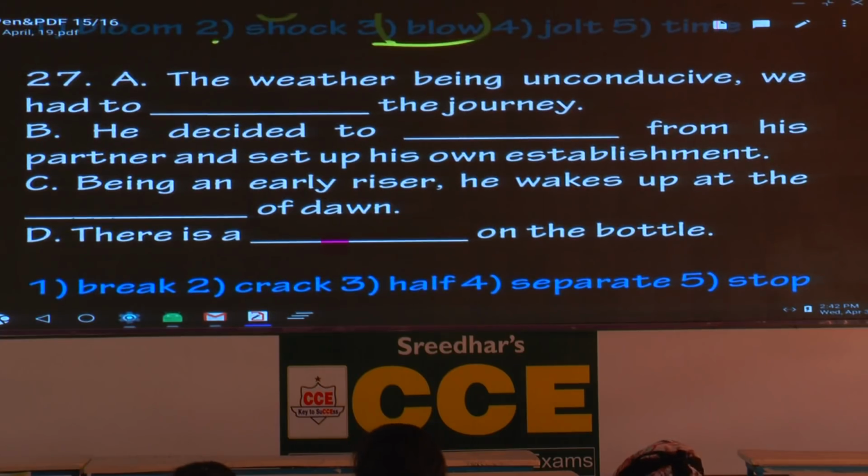Question number 27. The weather being unconducive, underline that word. Conducive means positive, encouraging, right? Suitable, conducive environment means suitable, encouraging, positive. Unconducive means negative. We had to break the journey.